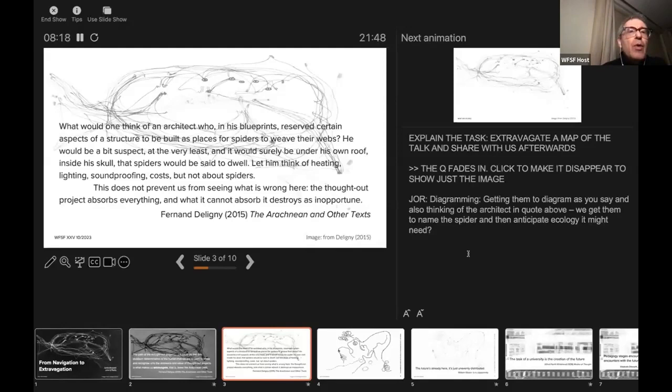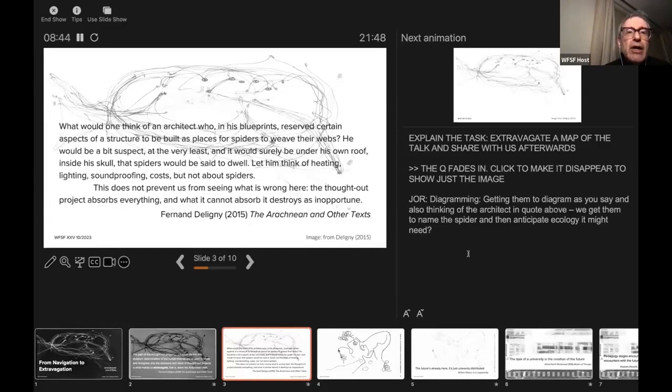What would one think of an architect who, in his blueprints, reserved certain aspects of a structure to be built as spaces for spiders to leave their webs? He would be a bit suspect, at the very least, and it would surely be under his own roof, inside his skull, that the spiders would be said to dwell. Let him think of heating, lighting, soundproofing costs, but not about spiders. This does not prevent us from seeing what is wrong here. The thought-out project absorbs everything, and what it cannot absorb, it destroys as inopportune.